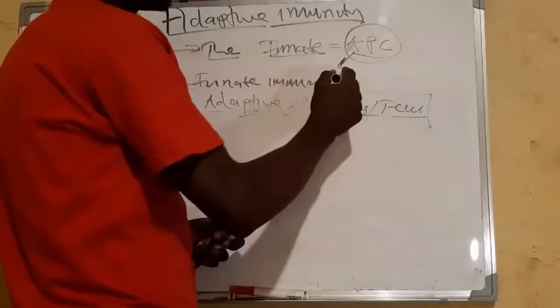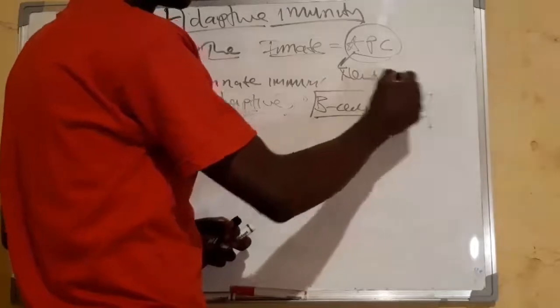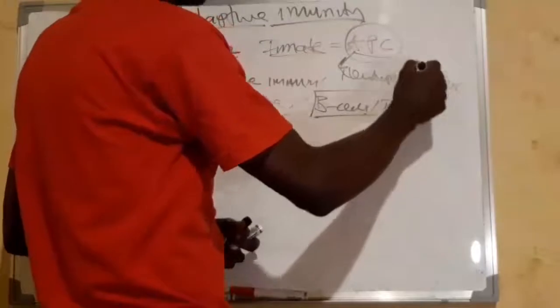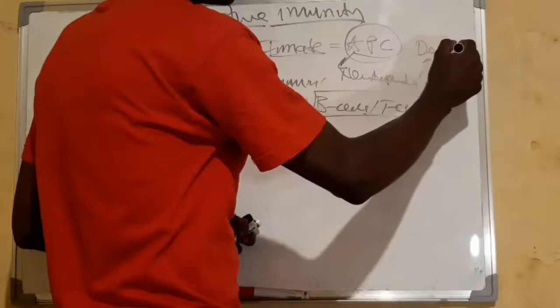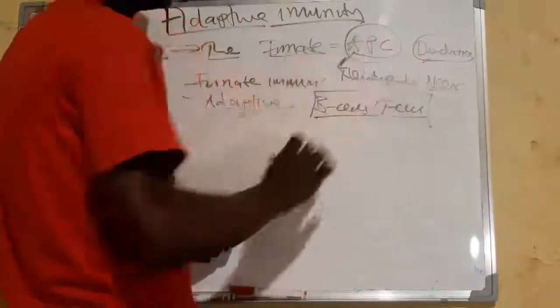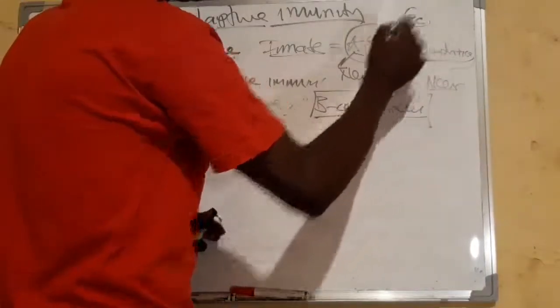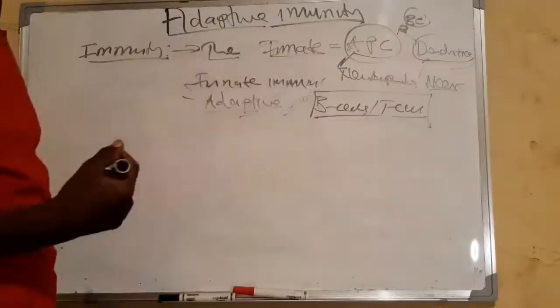These cells are neutrophils. There is macrophage. There are dendritic cells. And also B cells. They are antigen presenting cells, but these B cells are not classified as cells for the innate immune response.